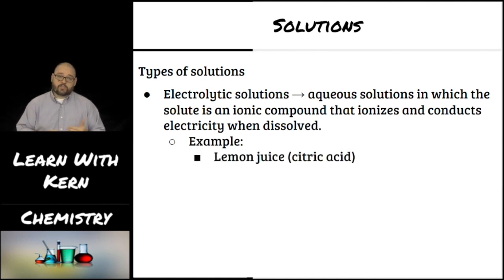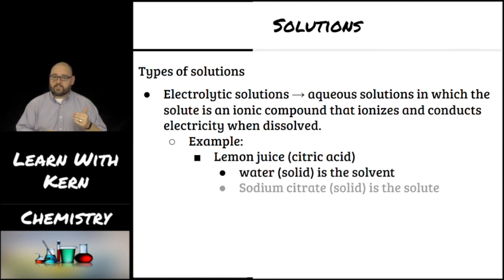Lemon juice is a really good example of an electrolytic solution. The main component of lemon juice, the thing that gives it its tartness, is citric acid, where water is the solvent and sodium citrate is the solute. That's what citric acid is. And so lemon juice will actually conduct electricity. Sulfuric acid is a very good electrolytic solution. That's actually what's inside of a car battery, and that's what allows the electricity to work.